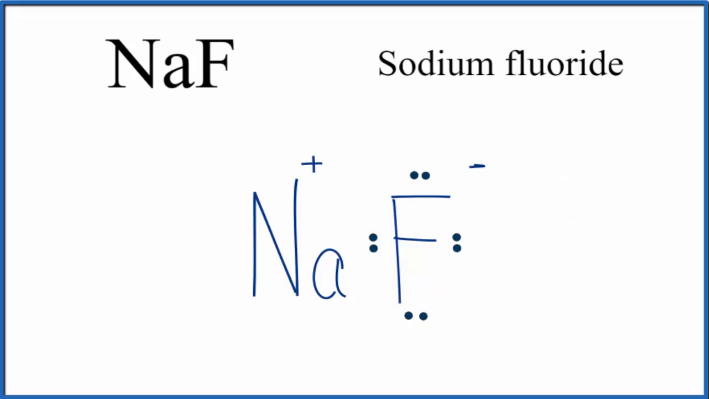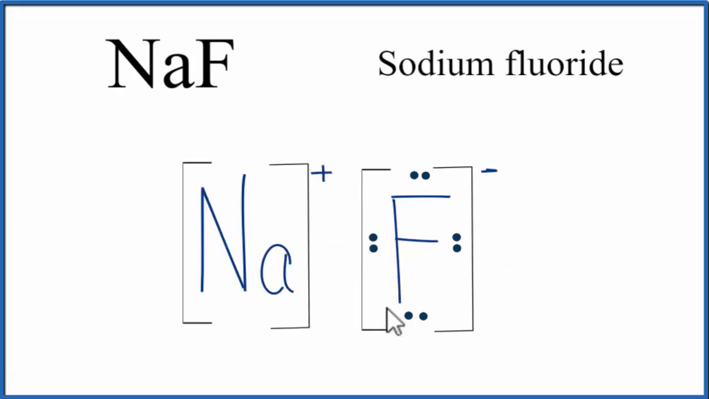We should put brackets around the negative ion, and often you'll see brackets around the positive ion. The brackets are necessary to show that the electron was transferred to the fluorine, that they're not sharing electrons. It's the attraction of the positive ion and the negative ion that makes the ionic bond.